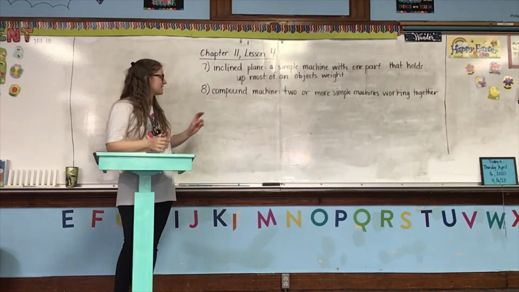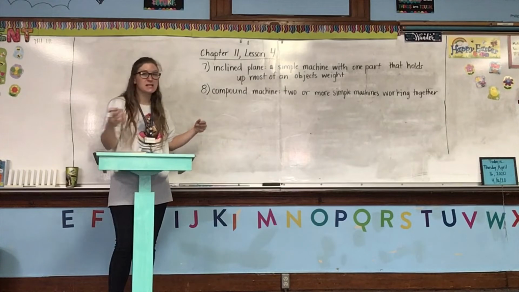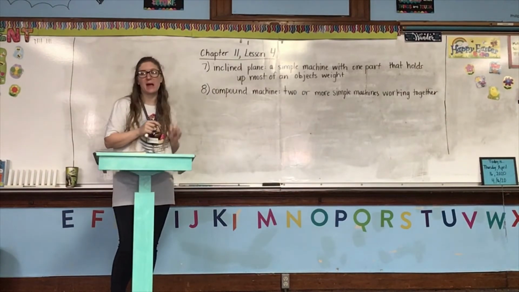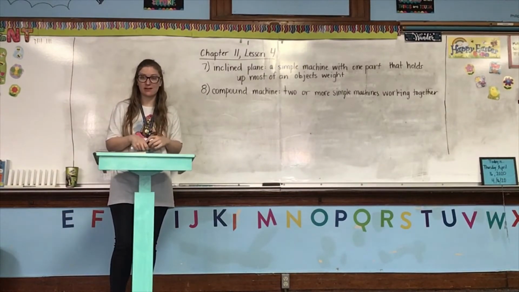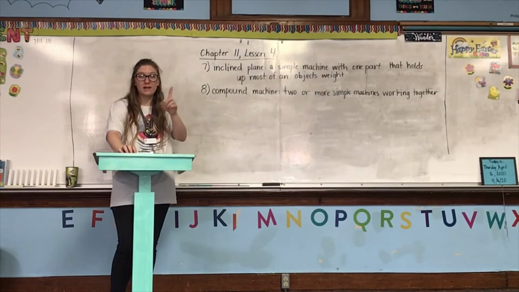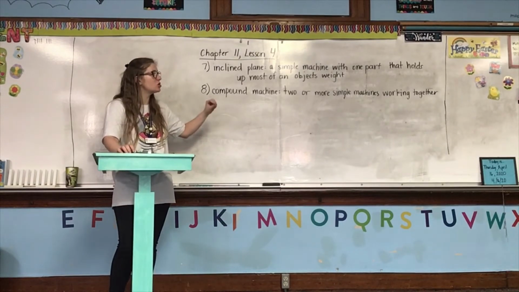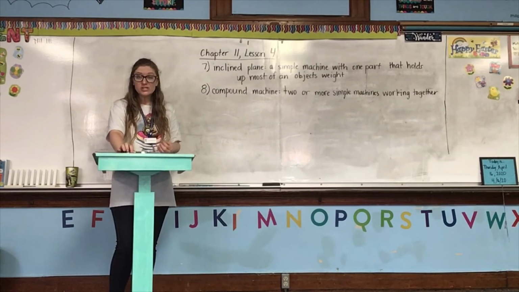We know the difference between simple and compound because of grammar. So we know a simple sentence is one clause, and a compound sentence is two or more clauses put together in the same sentence. So that will help you to remember. A simple machine is one, a machine that has very few parts, whereas a compound machine is two or more of those simple machines working together. Most machines are compound machines.